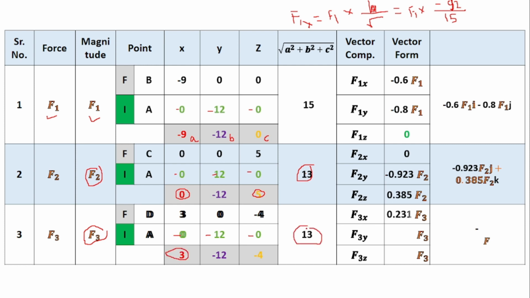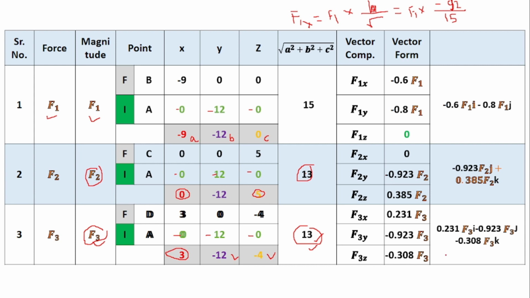To calculate F3x, we'll multiply the F3 magnitude into 3 divided by 13. The answer is 0.231 F3. Then F3 into -12 divided by 13. The answer is -0.923. The next value will be F3 into -4 divided by 13. The answer is -0.308. This is the vector form of the given force, that is 0.231 F3 i, minus 0.923 F3 j, minus 0.308 F3 k.